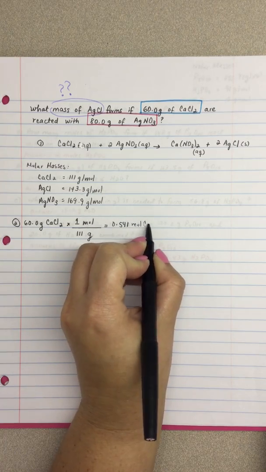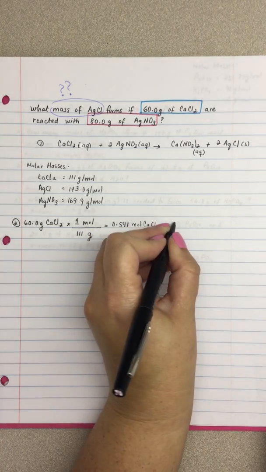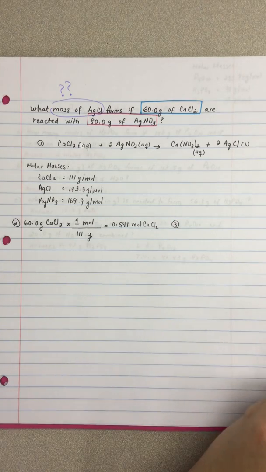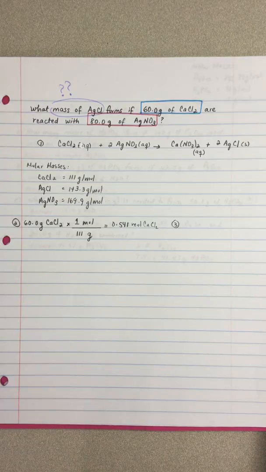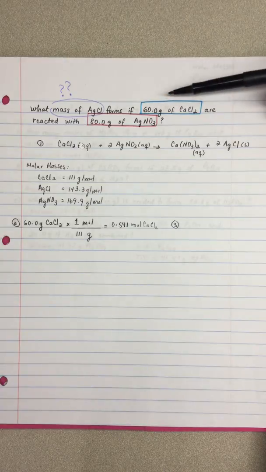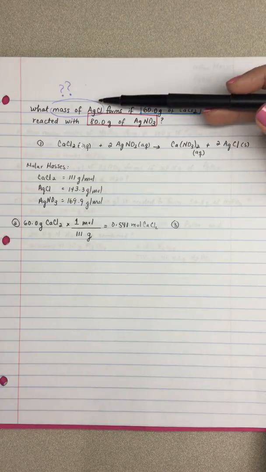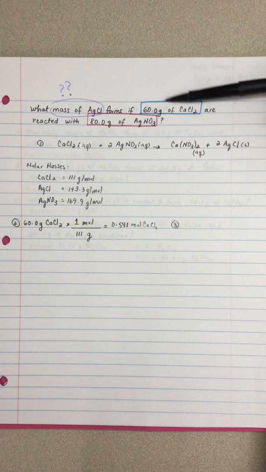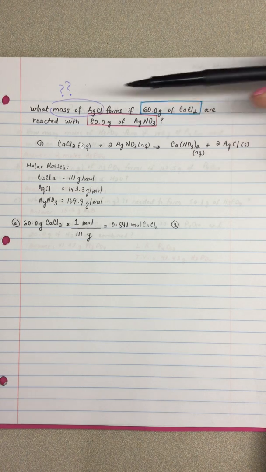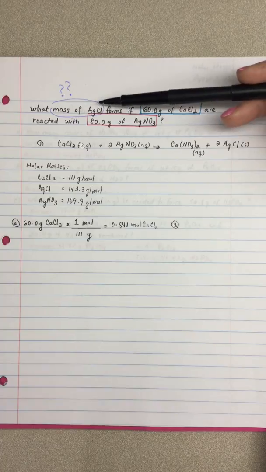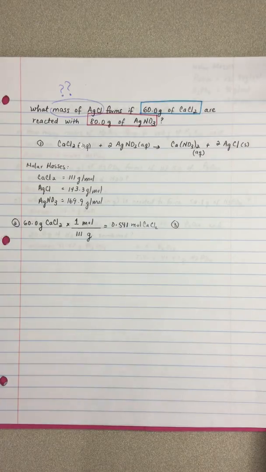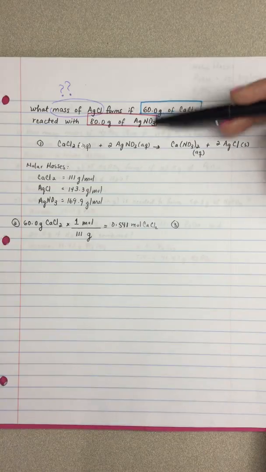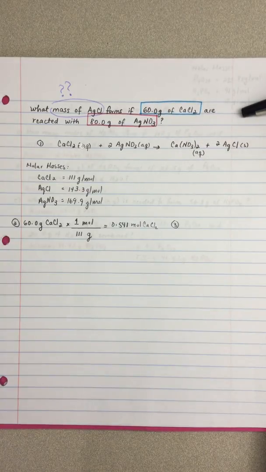That's mole of CaCO2. Step number 3 is to convert the moles of the given to the moles of what you're trying to get using the stoichiometry. So you're going from the grams of calcium chloride to the mass of silver chloride. It's this one to that one, and then in a separate calculation, this one to that one. So you can determine which one is your limiting reactant, theoretical yield, even though that's not what the question is asking you to do.